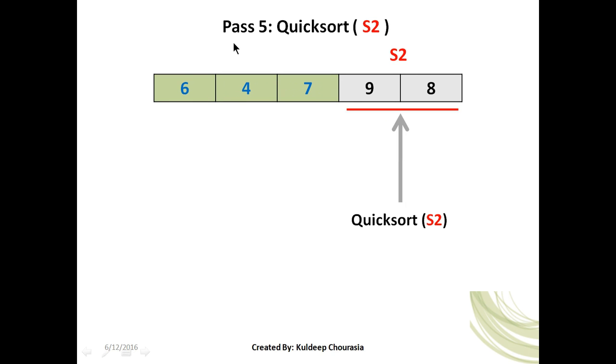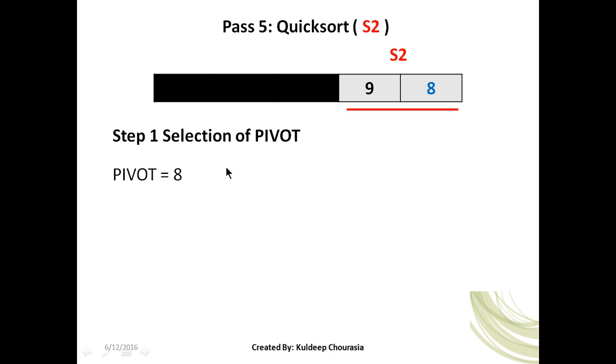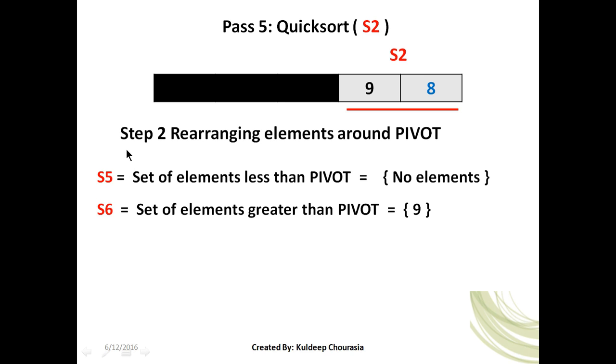Let us begin pass 5, Quicksort S2. So when I sort S2, I forget about all the other elements. Step 1 is selection of pivot. I have selected pivot as 8. Step 2 is rearranging elements around pivot. So I have two new sets, S5 and S6.